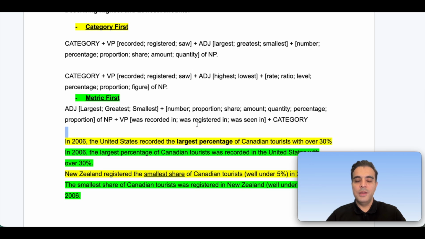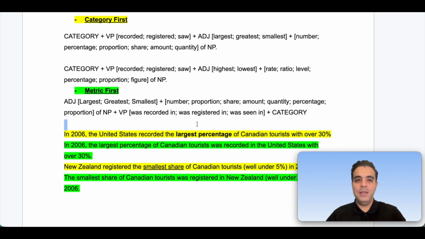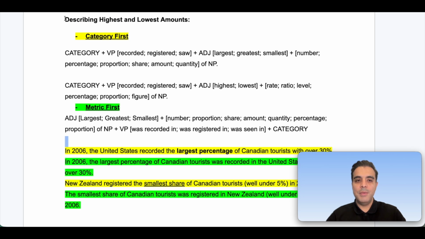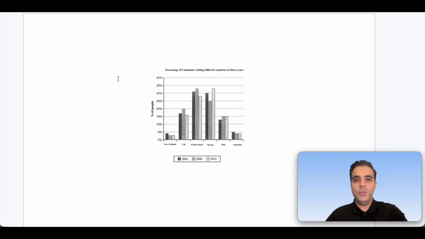So there you go. These are two very useful structures for describing highest and lowest amounts in a chart that is describing discrete information. Okay, now that we've covered the highest and lowest numbers in a chart, let's move on to the second type of data that we might want to describe in a discrete chart. And in this case, we're going to look at proportions.